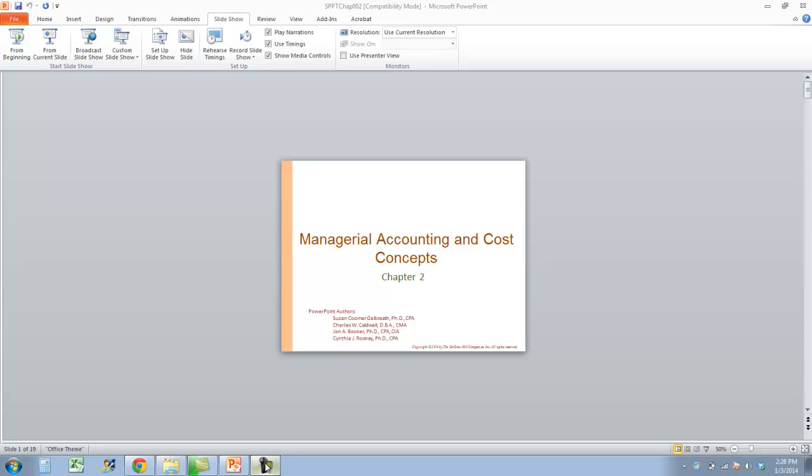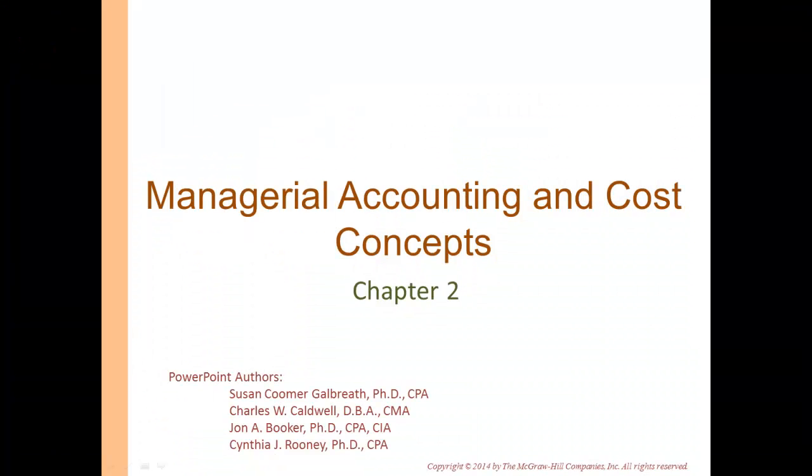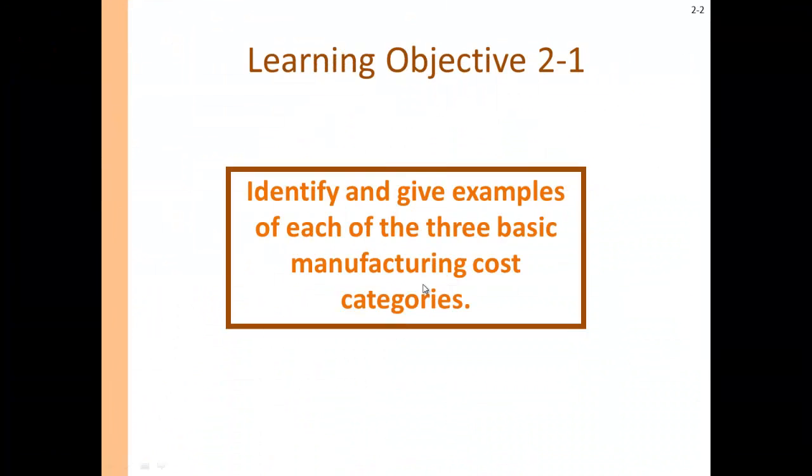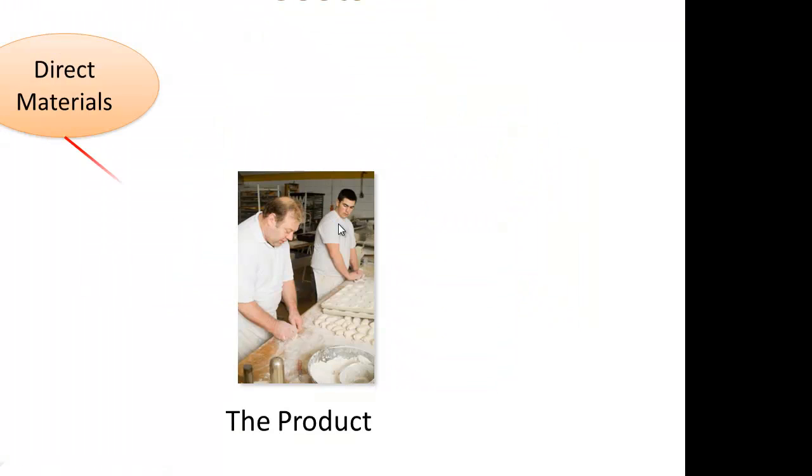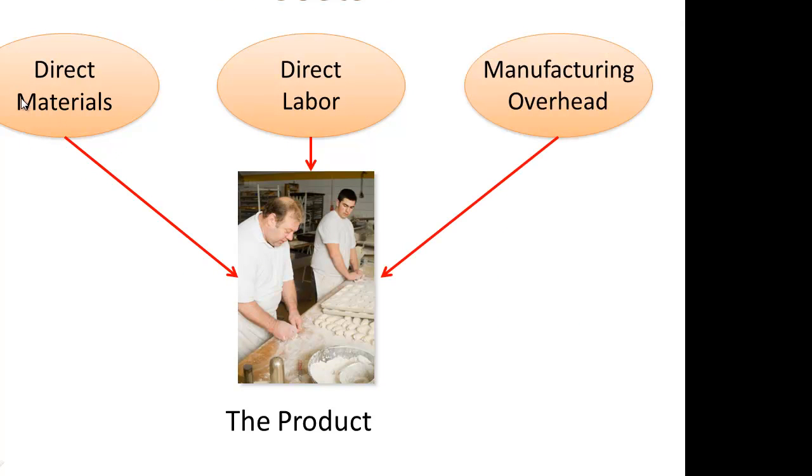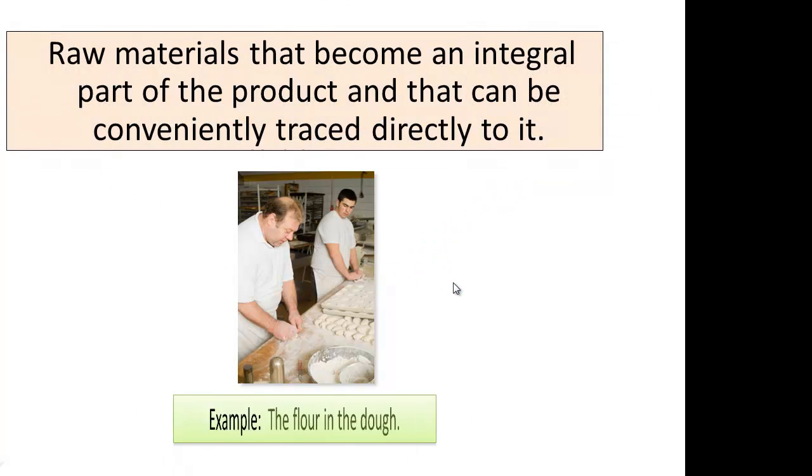This is Chapter 2, Managerial Accounting and Cost Concepts. Learning objective 2-1: identify and give examples of each of the three manufacturing cost categories. The very first cost category is direct materials. We'll define these further into the slides. Then direct labor, and the third, manufacturing overhead.